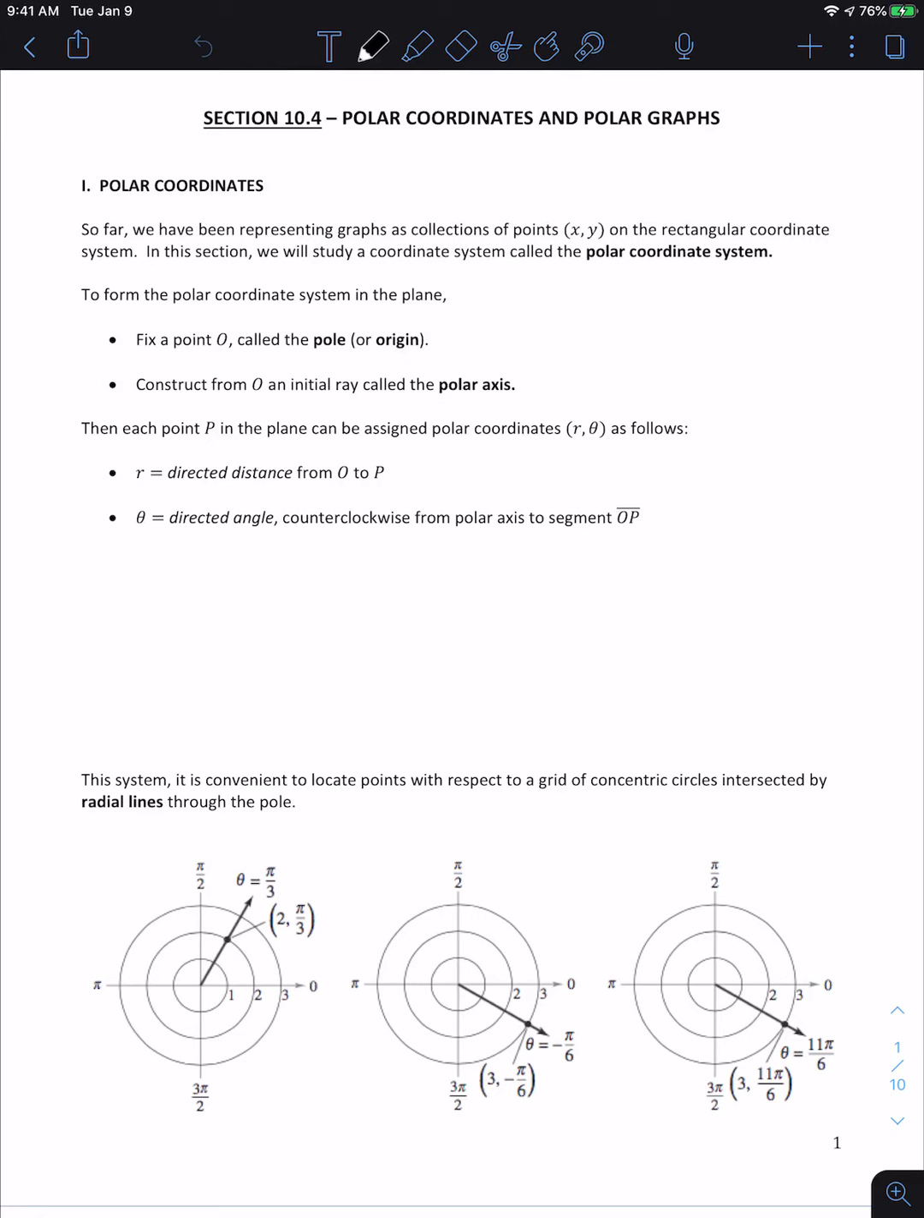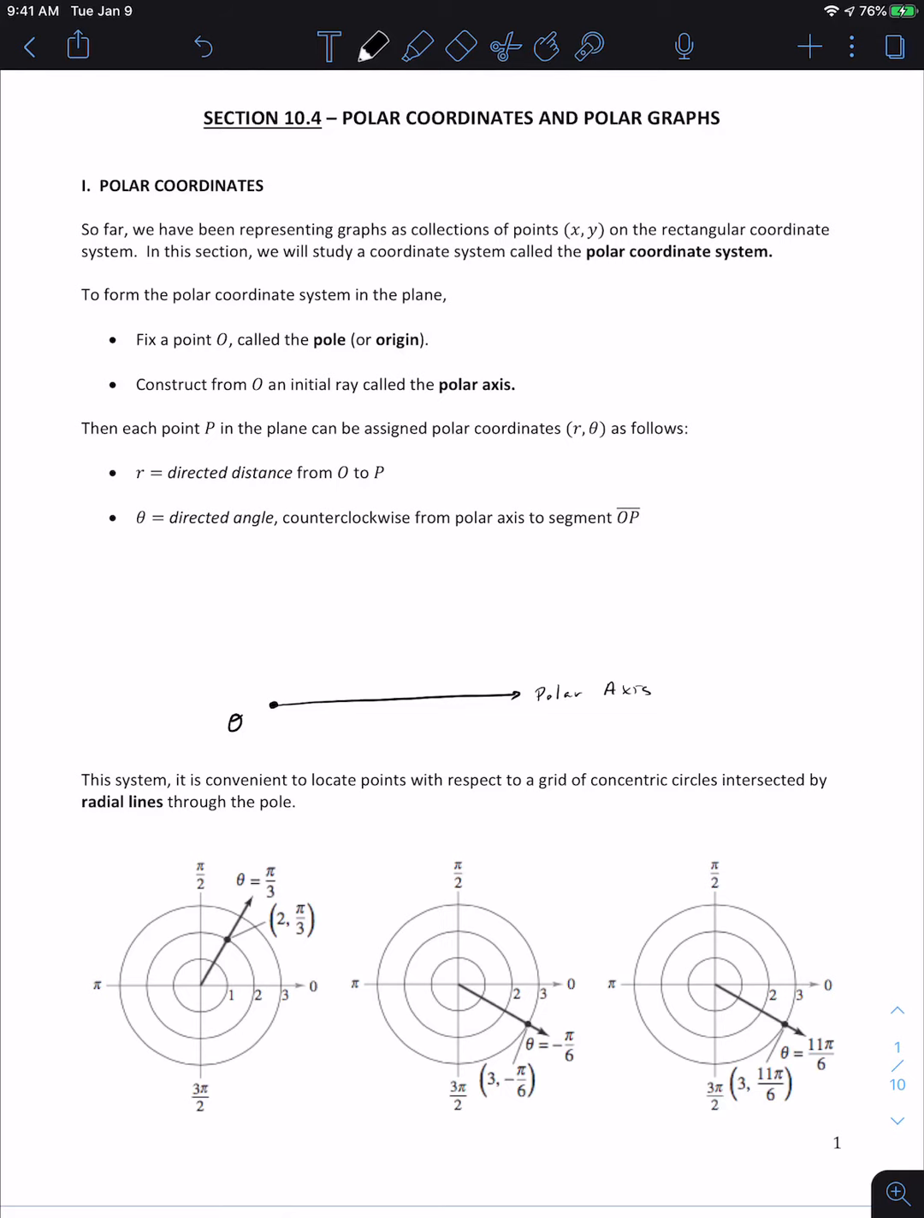To form the polar coordinate system in the plane, we fix a point O and call that the pole, or even the origin. So this is going to be our point O. And then we construct from O an initial ray called the polar axis. So this is going to be my polar axis. And then each point P in the plane can be assigned polar coordinates r and theta as follows.